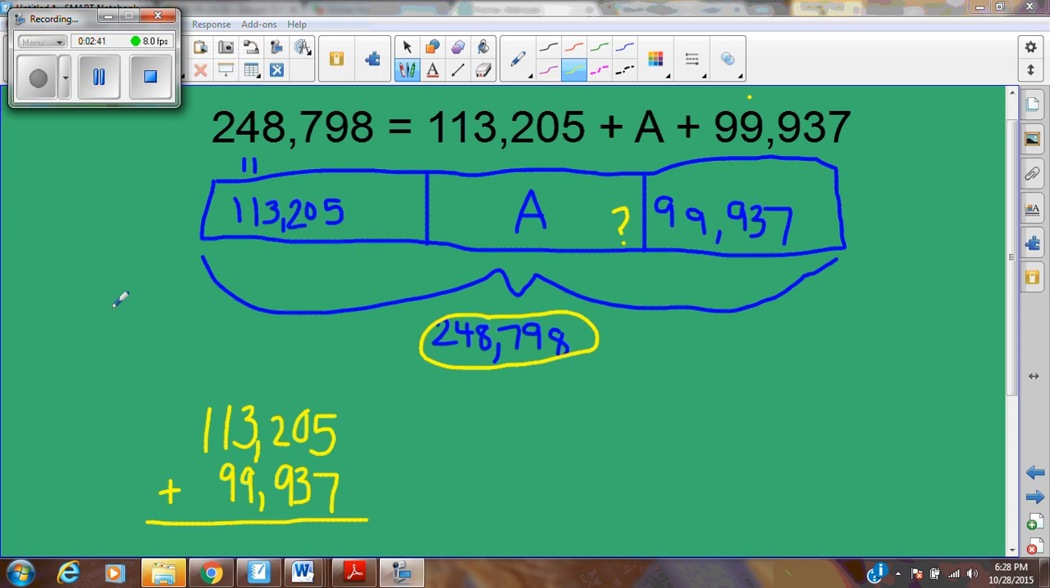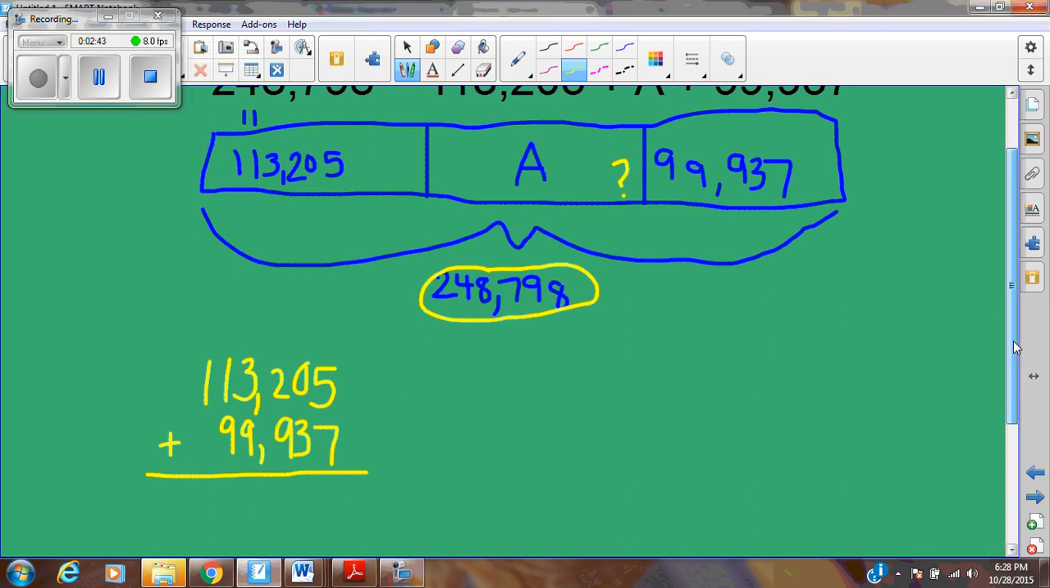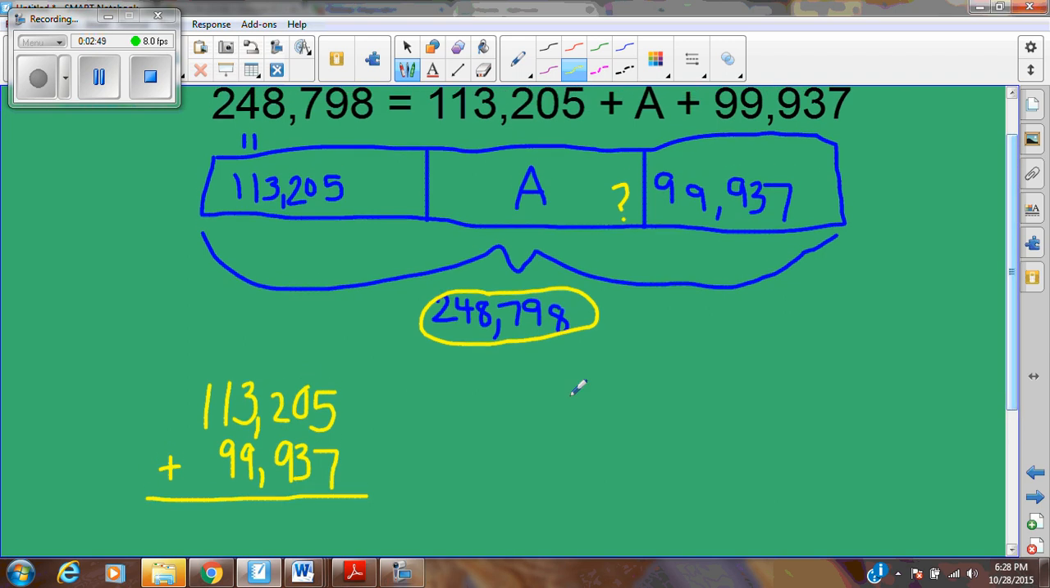So what I have to do is whatever answer you get here, you are going to need to subtract that from the total, and that will give you the value of A. It's sort of like going 5 equals 1 plus something plus 2, and your job is to figure it out. Well, you would put 1 and 2 together. That would give you 3. And then you can go ahead and subtract 5 minus 3 to figure out what that is. We're doing the same thing, just with larger numbers.